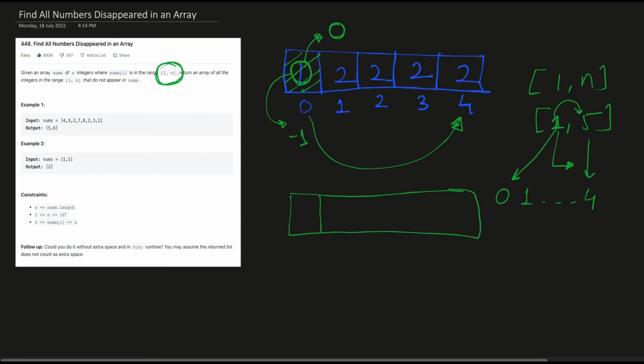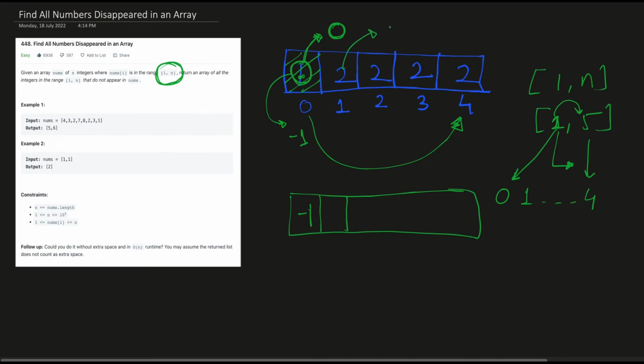We went to 1 and we asked him, what is your position? He says, my position is 0. Now what we will do is, whatever the number present at the 0th position, we will make that as negative. In this case, it is -1. Now let's go to the next element.